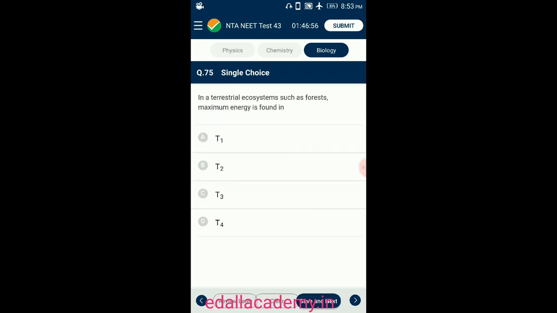Question number 75. In a terrestrial ecosystem such as forest, maximum energy is found in. T1 or first trophic level in terrestrial ecosystem is occupied by producers, which trap solar energy and transfer it to successive trophic levels. Maximum energy is always present in T1. So the answer for this question is option A, T1.